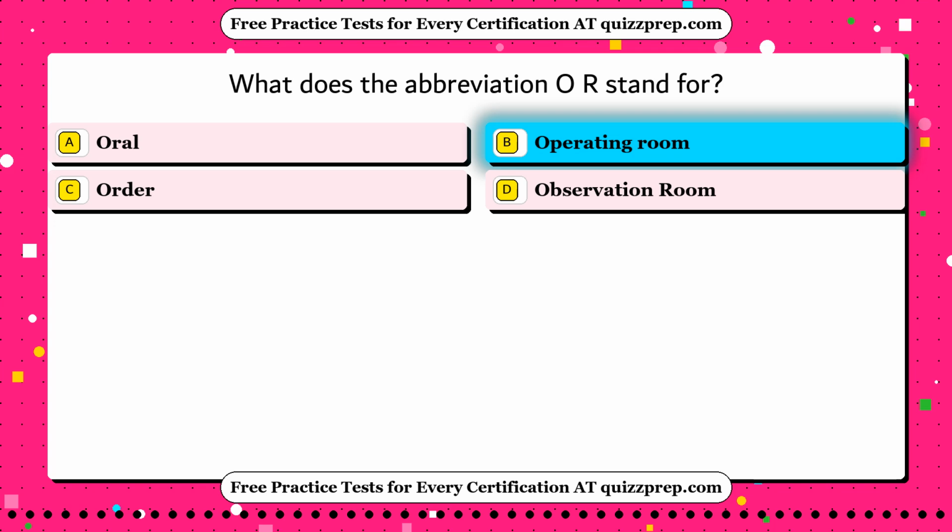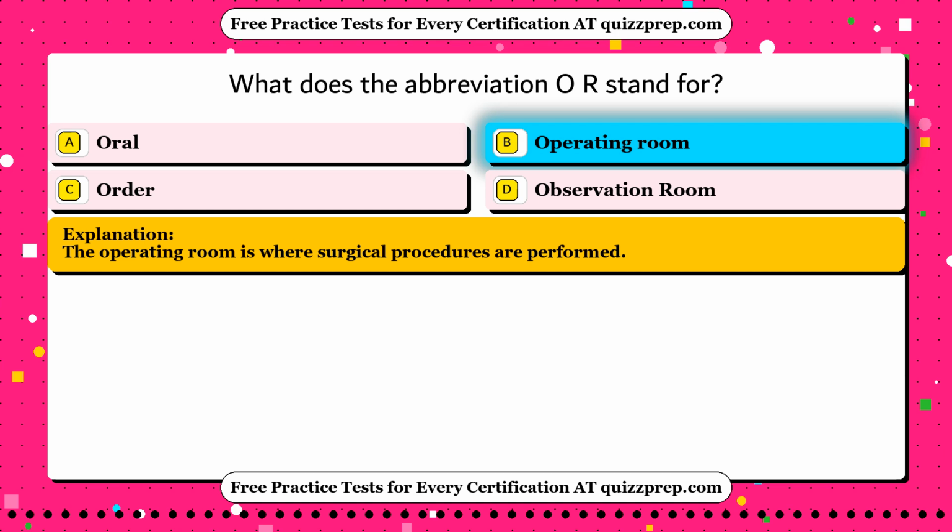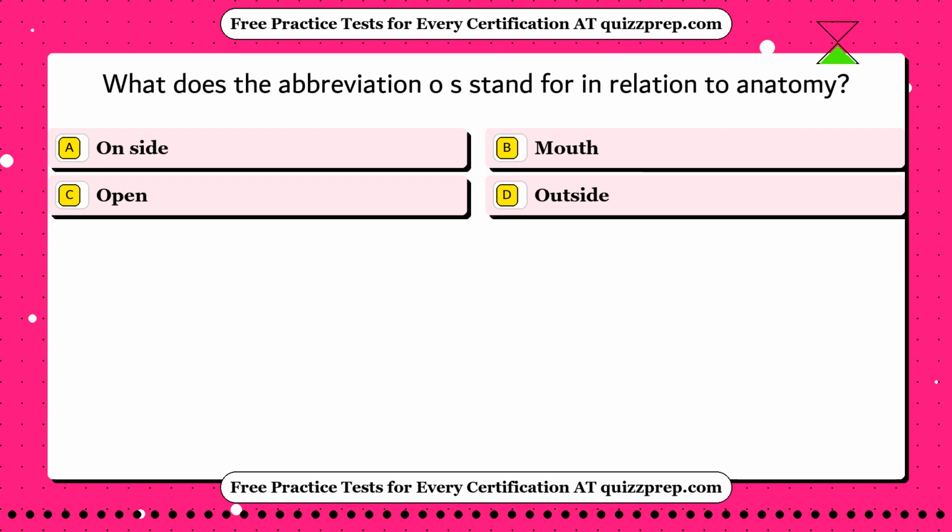The correct answer is option B, operating room. The operating room is where surgical procedures are performed. Question 83. What does the abbreviation OS stand for in relation to anatomy? Option A, on side. Option B, mouth. Option C, open. Option D, outside.